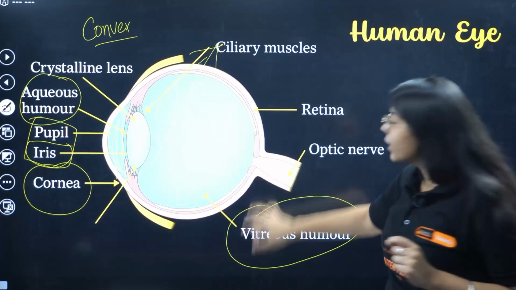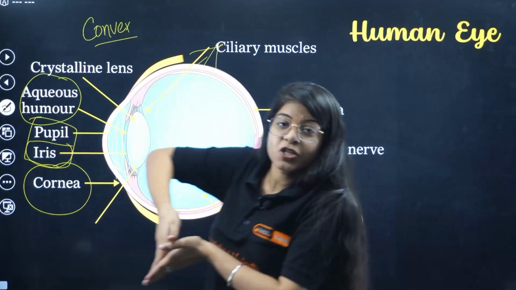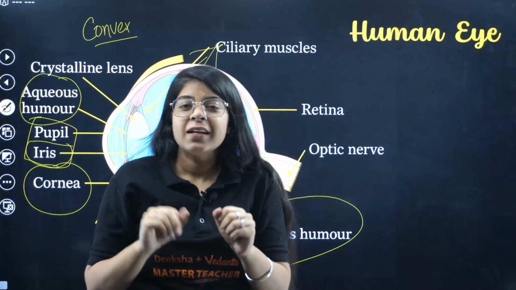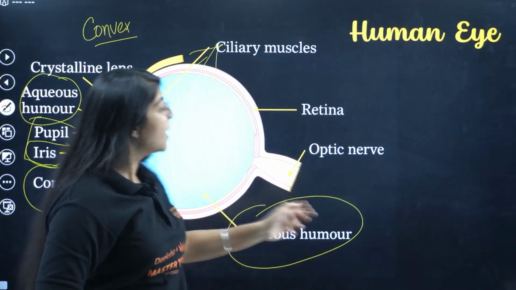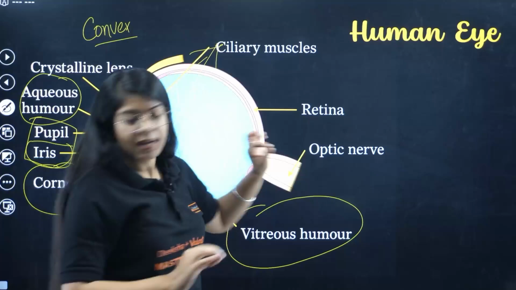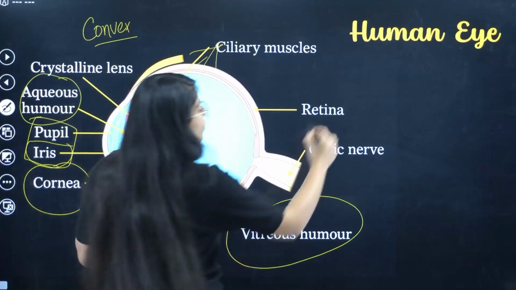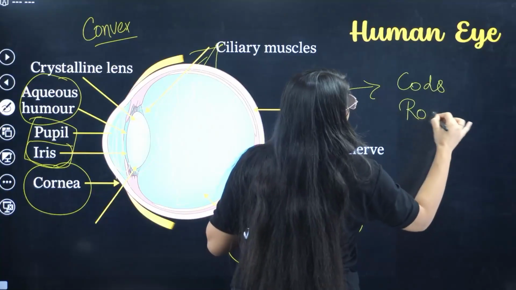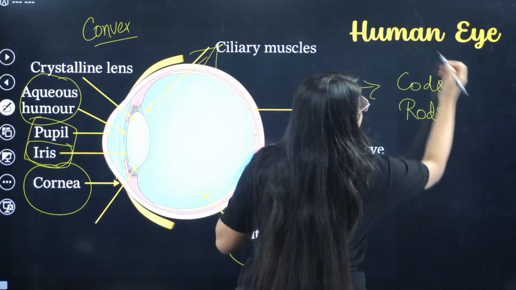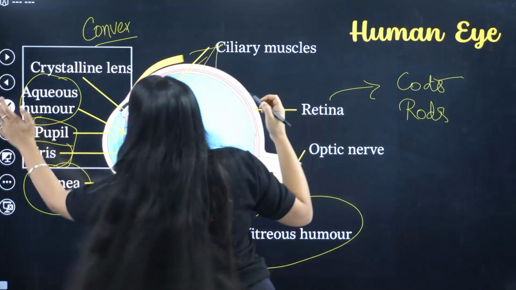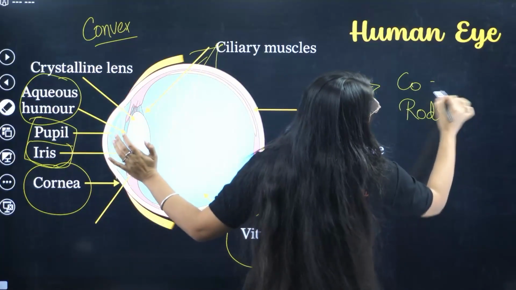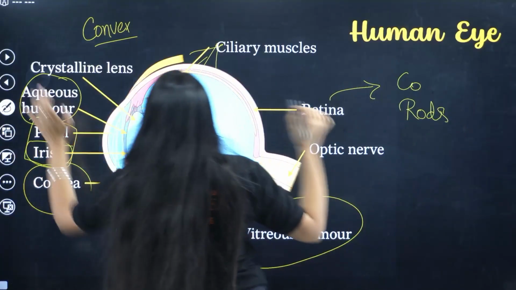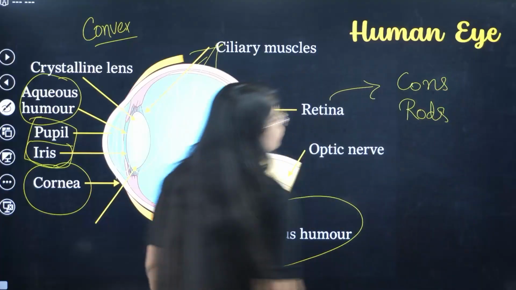Now if the light rays are getting converged, they meet at some screen, right? Where we see the image. That screen is called the retina. And on the retina, we have millions of cells. Those are called rods and cones, the cone cells and rod cells.